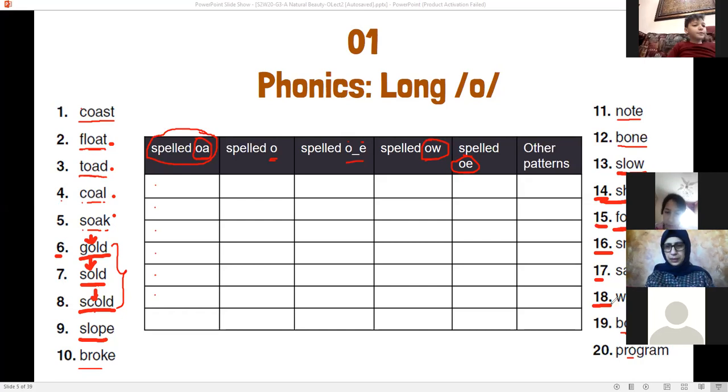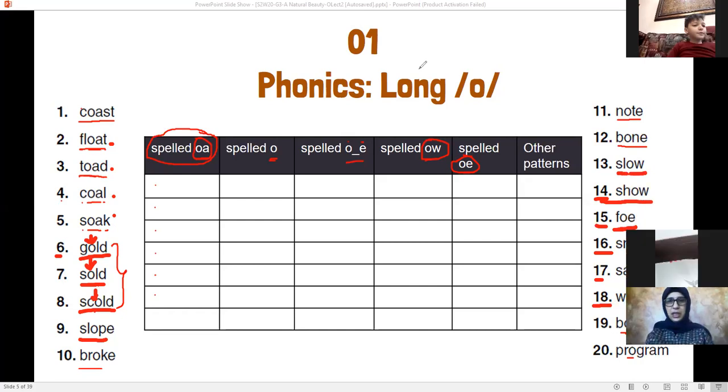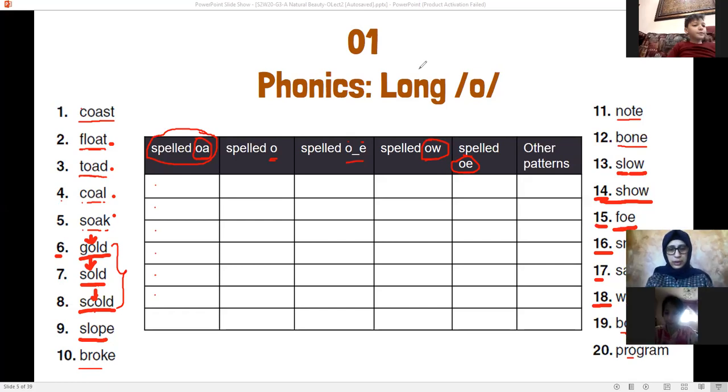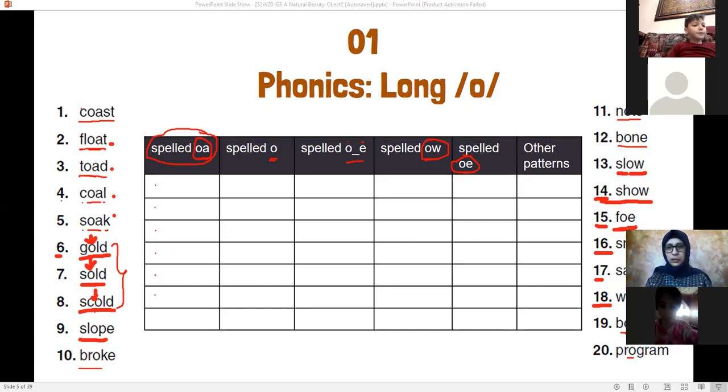Wissam Skeike. Wissam, are you there? Yes, miss. Read for me the last two words. Program and ball. In ball, what is the sound that you heard? Is it long O? Long O, yes. What are the letters that are making the long O in ball? O and W.